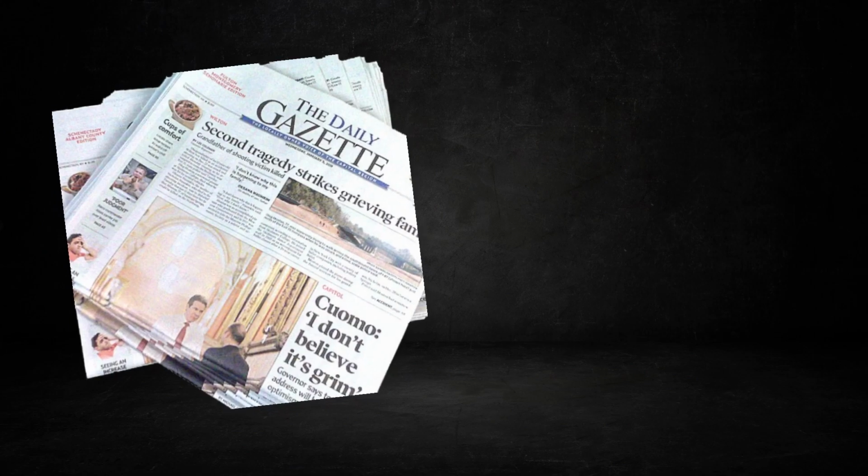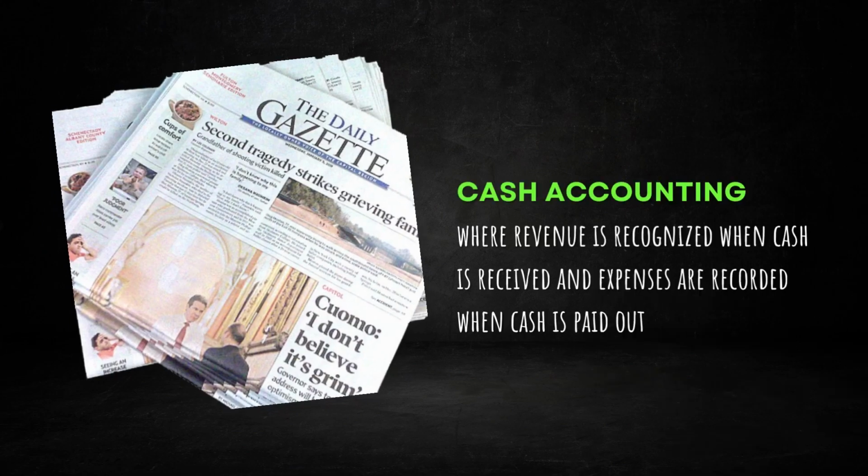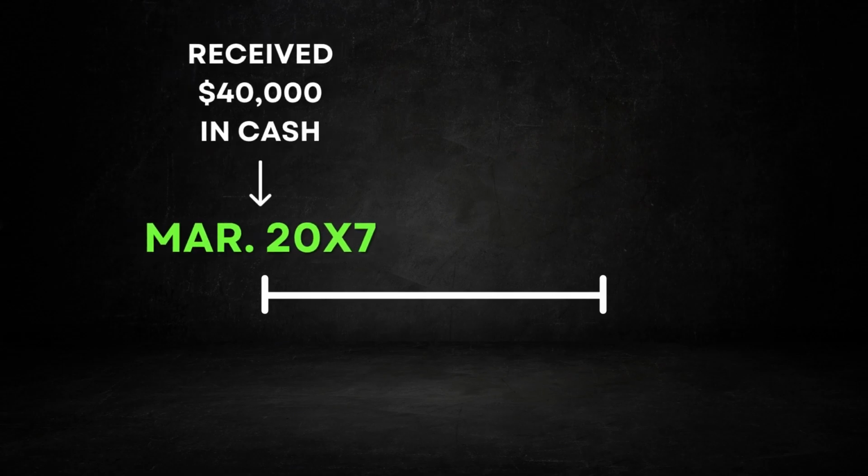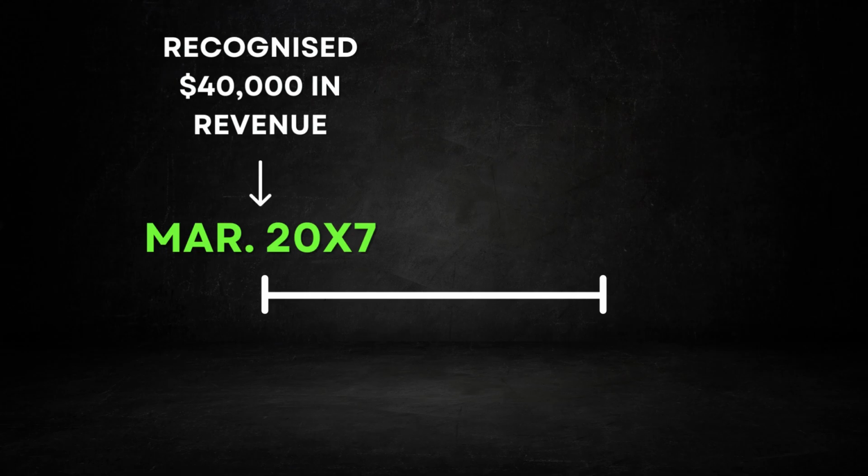However, the Daily Gazette has been using cash accounting, where revenue is recognized when cash is received and expenses are recorded when cash is paid out. This approach does not align with the accrual method. Let's take a closer look. In March, the Daily Gazette collected $40,000 in cash for annual subscriptions starting on April 1st. You recorded the full amount as revenue on March 31st. However, in accrual accounting, revenue should be recognized as it is earned, not when cash is received.